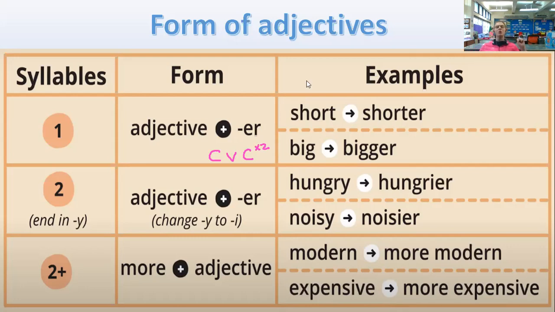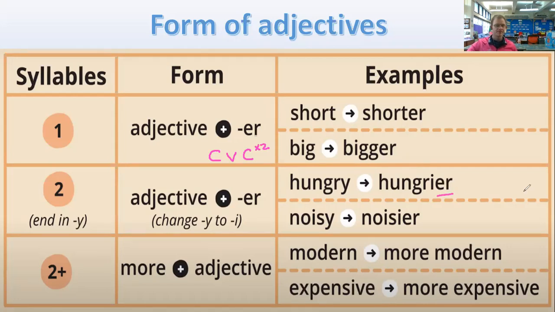The next one, if a word has 2 syllables and ends in a Y, like hungry, noisy, busy, lazy, crazy, all of those, we add ER at the end, but the Y changes to an I. Remember, Y to I, ER. Y to I, ER. So the Y goes to an I, ER.